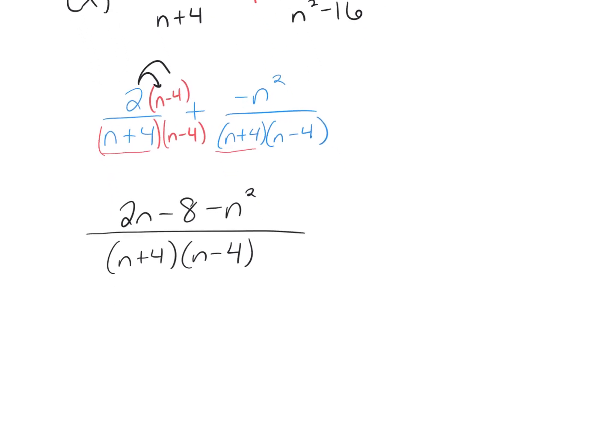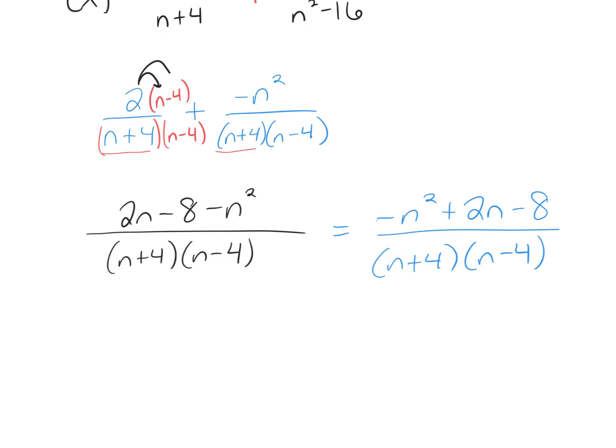Looking at our numerator right now, is that written in a kind of funky form? It's not in simplified form, or in standard form. Let's put it in standard form. What should go first? N squared. So we have negative n squared, then 2n, and then our constant. It's okay to rewrite those just as long as you keep the signs consistent.